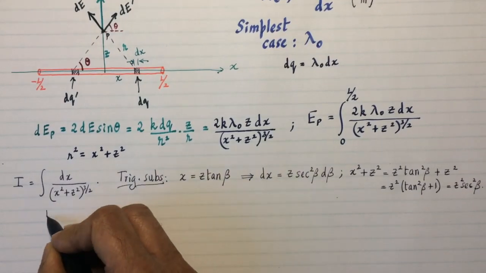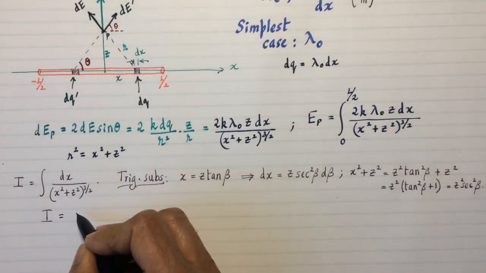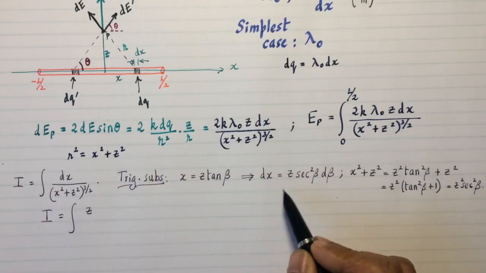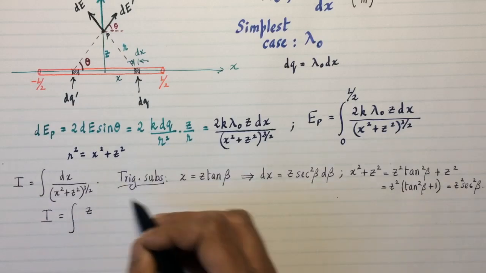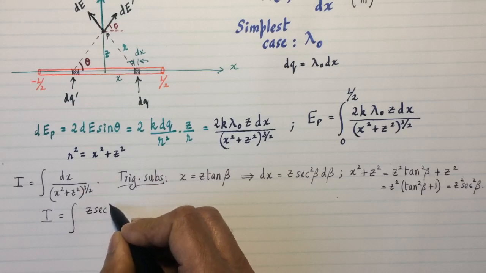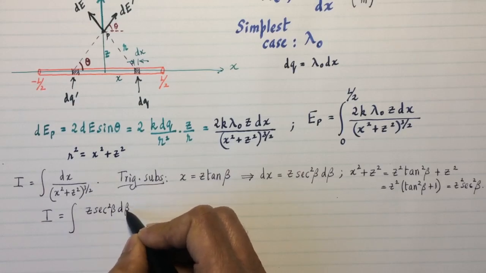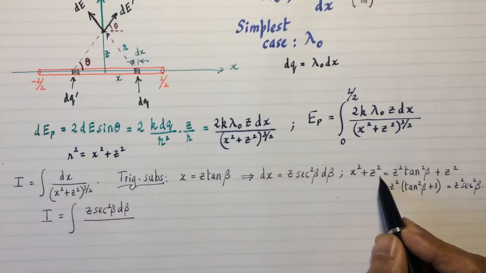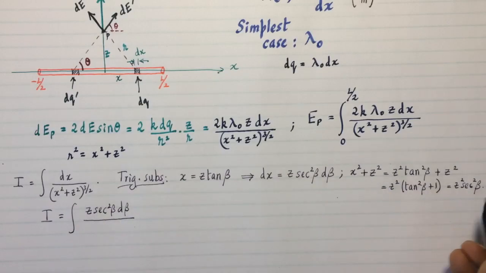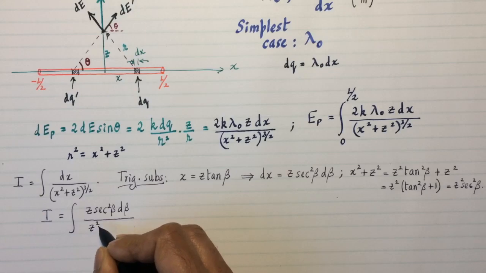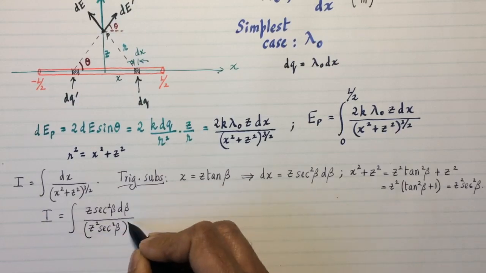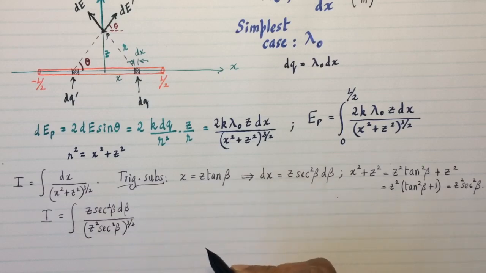Finally, our integral becomes I equals the integral of, for dx, I'm going to substitute z secant squared beta d beta. And the denominator is raised to the power 3/2. So that's going to be z squared secant squared beta, the whole thing to the power 3/2.